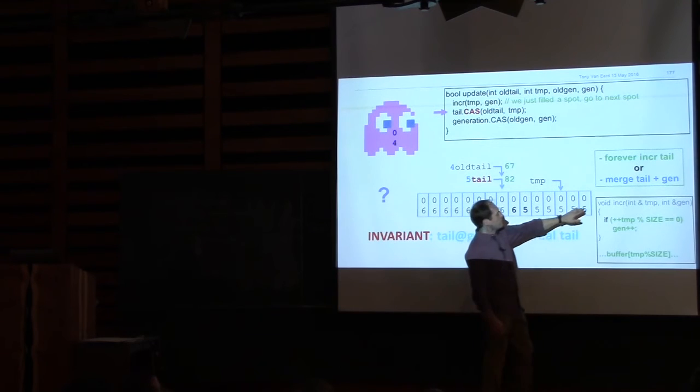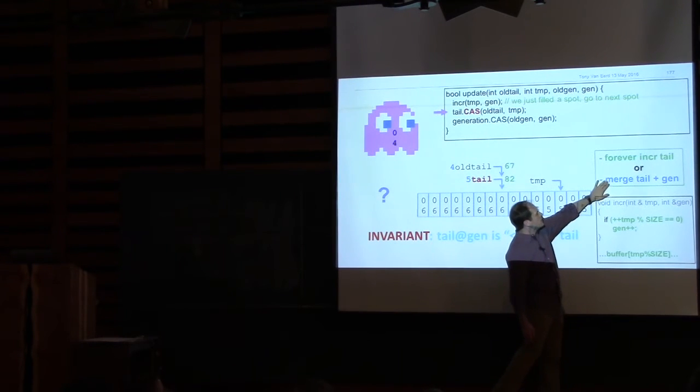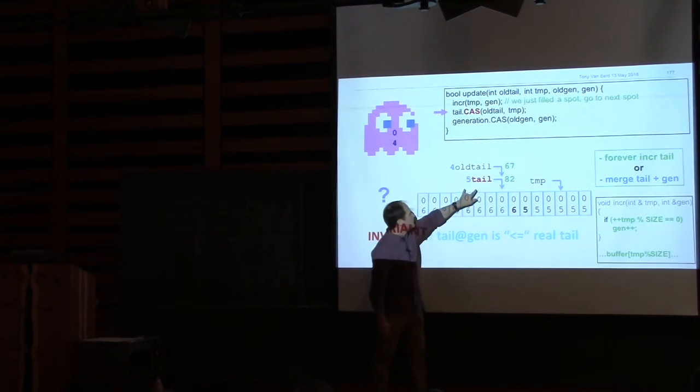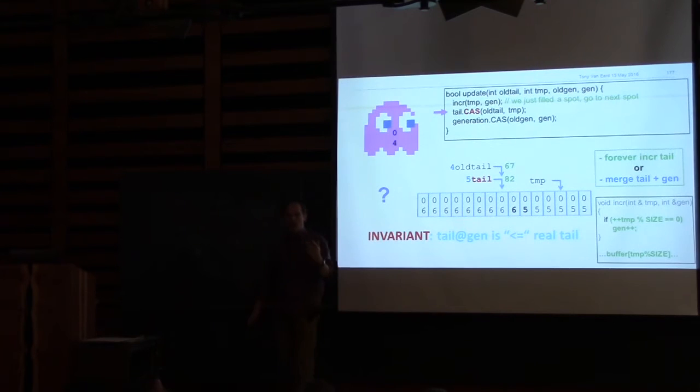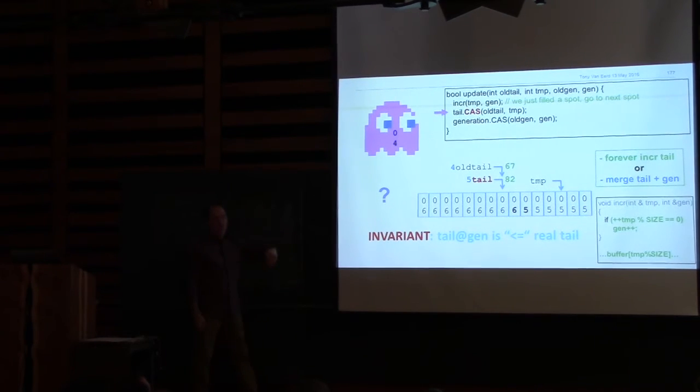Alternatively, we can go back to the original idea I had last year of merging tail and generation. Tail is like tail five because it's gone around a generation, and old tail still at 4 was where we started. They're essentially the same thing, completely the same thing almost, and thus either one of them will solve the problem. I mean, we can tell that tail has changed even though it's still at the same spot in the queue.